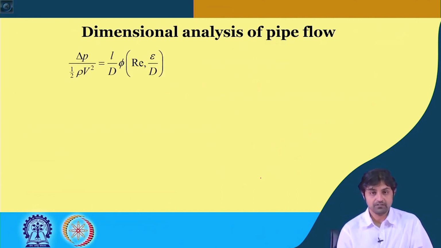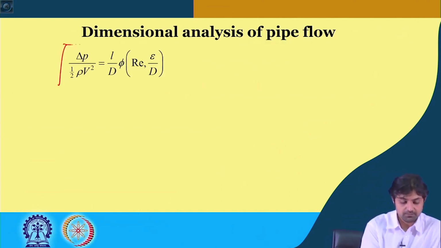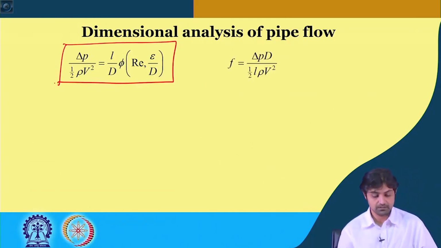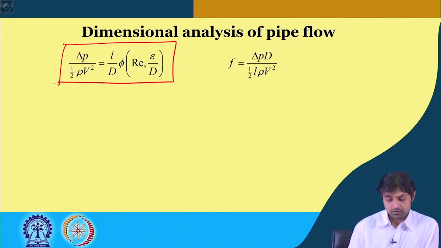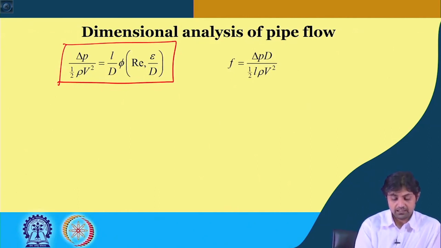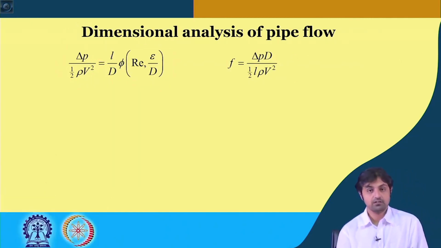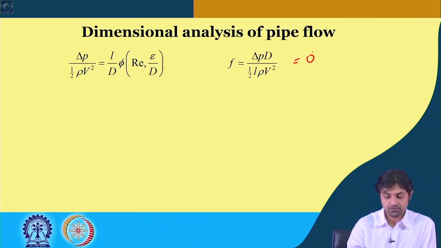So again we write down the same equation, delta P by half rho V square is L by d times a function of Reynolds number and epsilon by d. So we bring L by d to the other side, right, and define f. If you take d on this side and L here, f is nothing but delta P into d divided by half L rho V square, and this we call friction factor f. All right. So f is a function of Reynolds number and epsilon by d.